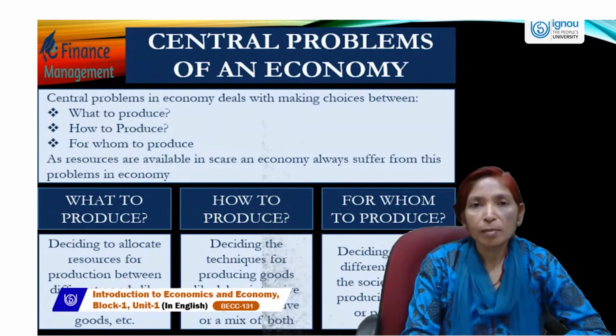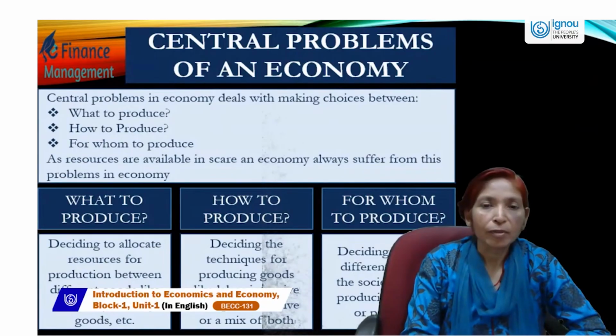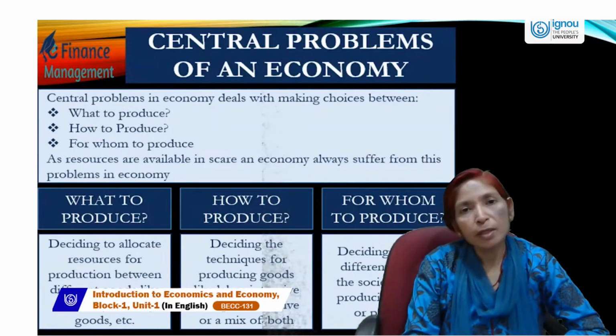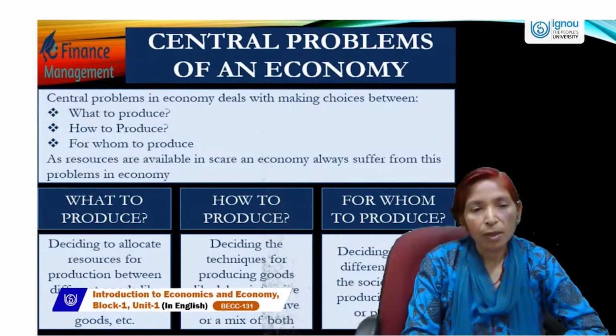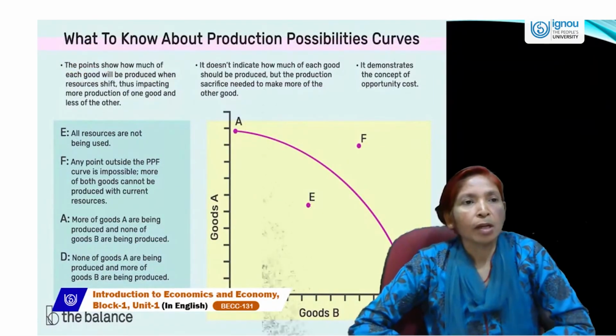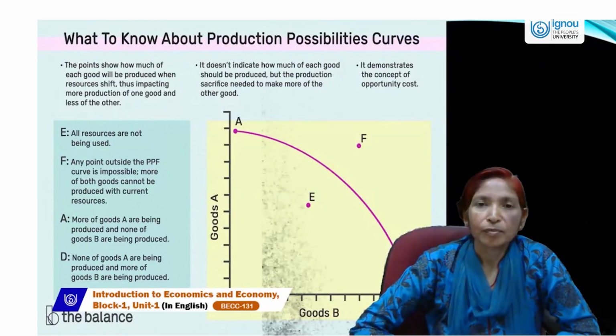These are the three problems known as the central problems of an economy: what to produce, how to produce, and for whom to produce. Now next, let us learn about the production possibility curve.